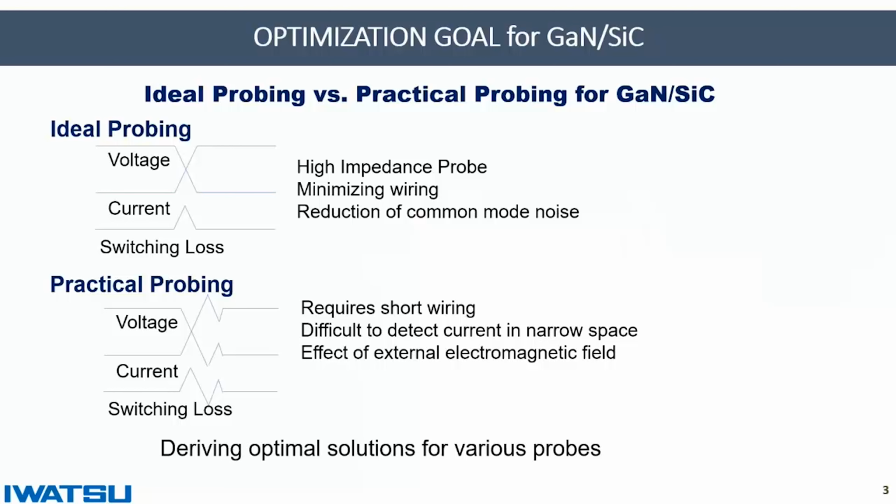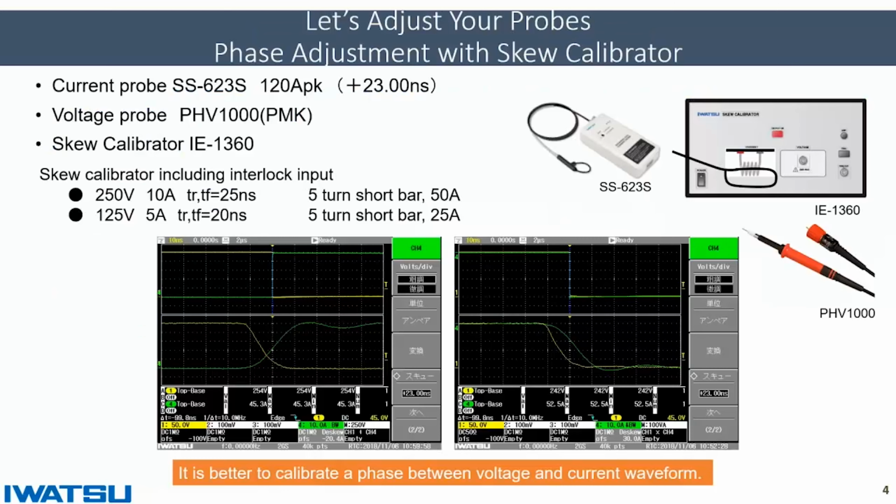However, in reality, the waveform is distorted, and the result of the power loss also has a large error because of the wire length, the difficulty of probing in a narrow and small space, and the influence of an external electromagnetic field. For SiC and GaN device measurement, the phase of the voltage and current probes should be adjusted. Otherwise, the power loss analysis error will increase.